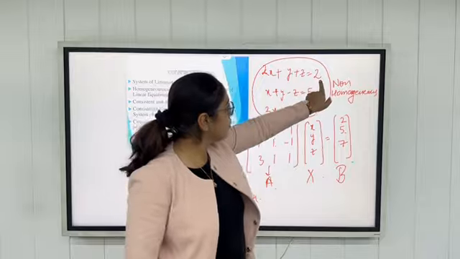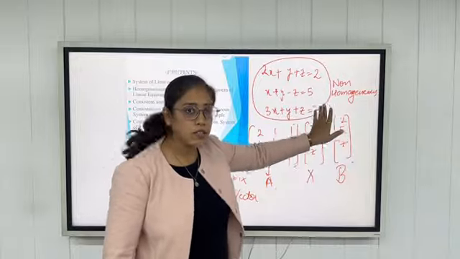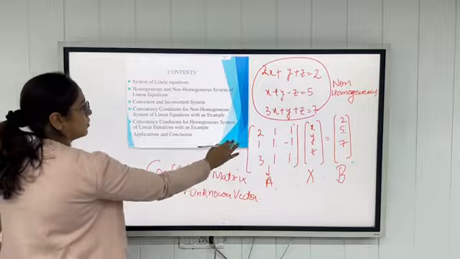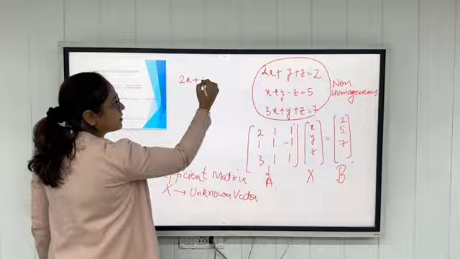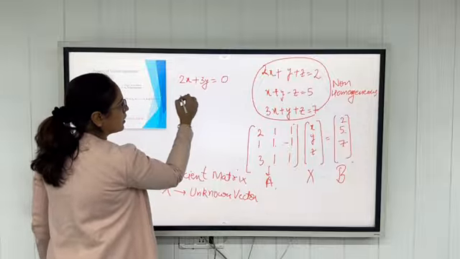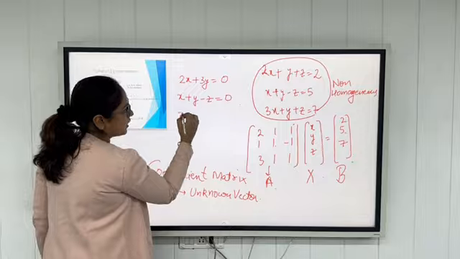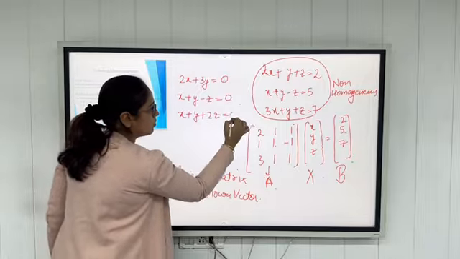Because here B1 is 2, B2 is 5 and B3 is 7, and they are non-zero, therefore this is a non-homogeneous system. If I write it like this: 2x plus 3y is equal to 0, x plus y minus z is equal to 0, and lastly x plus y plus 2z is equal to 0.